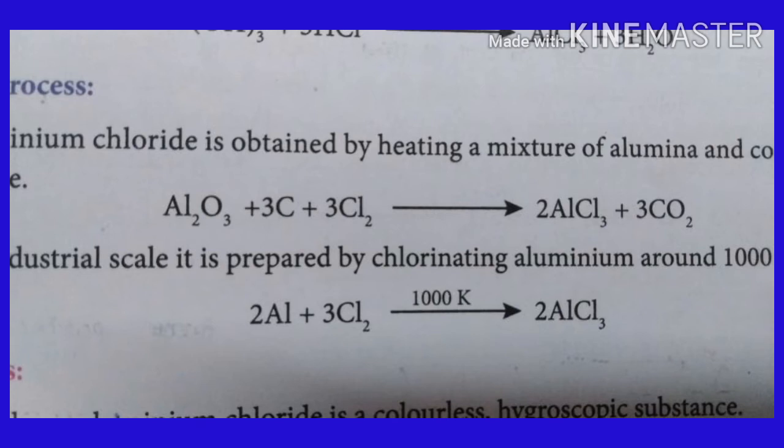Another preparation is on the industrial scale. Industrially it is prepared by treating aluminium with chlorine, heated at around 1000 Kelvin. You can prepare aluminium chloride. This is a very important question. Most probably they'll ask it as a 2 mark or 3 mark question.